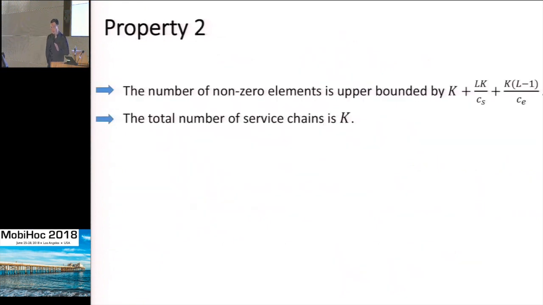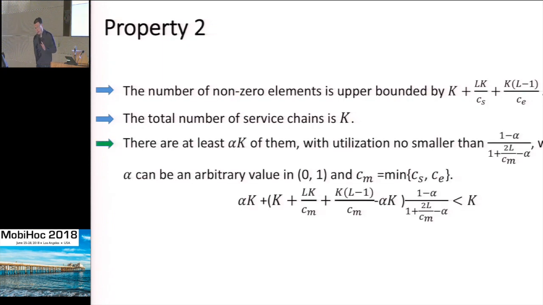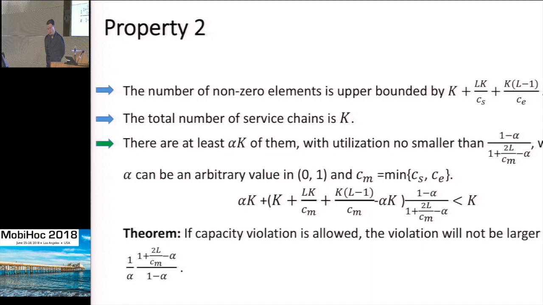For property two, given the result of property one, we know that the total number of service chains is k, and we can get at least alpha k of them with utilizations no smaller than these fractions here, where alpha can be any value between 0 and 1 and alpha k is upper bounded by k. In other words, the utility of these properties is that we can bound the violations.